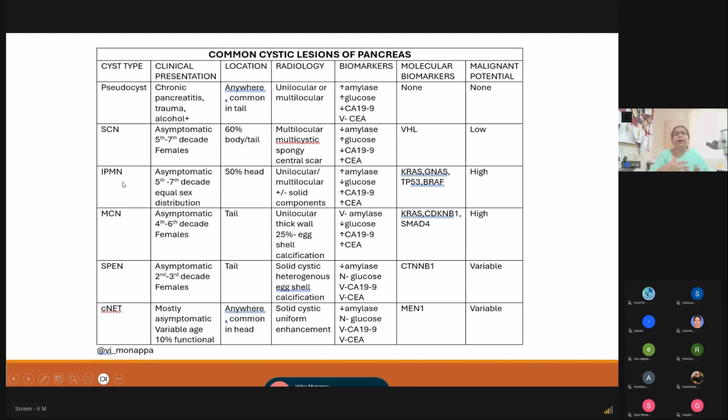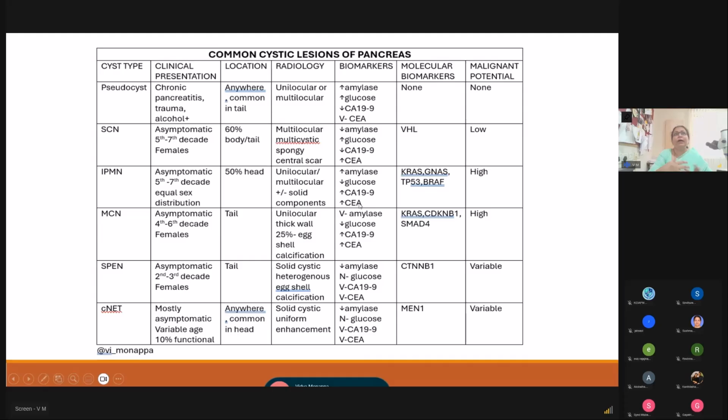The next important cystic lesion of the pancreas that you should know is the intraductal papillary mucinous neoplasm. Again, could be asymptomatic, again in the same age group, 5th to 7th decade, but there is no sex predilection here. Unlike the serous cystic neoplasms, 50% of them arise in the head. Again, unilocular, multilocular, but they could have solid elements. Since IPMN arises in the duct, you will see that the serum or the cyst fluid amylase will be elevated. Glucose is decreased. The CA19-9 and CEA are elevated.